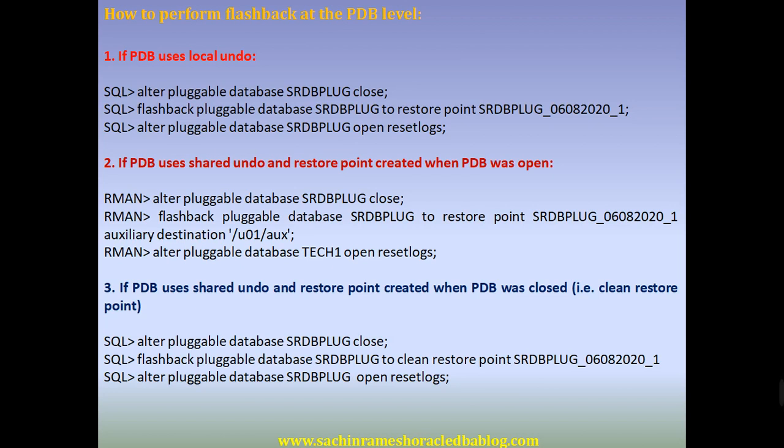So you guys got it. These are the three ways to perform flashback at the PDB level. One is local undo, another is shared undo with the restore point created when the PDB was open, and the third is when the PDB uses shared undo and the restore point is created when the PDB was closed. That is a clean restore point. Then alter pluggable database SRDB open resetlogs. So these are the three ways we can flashback the pluggable database.